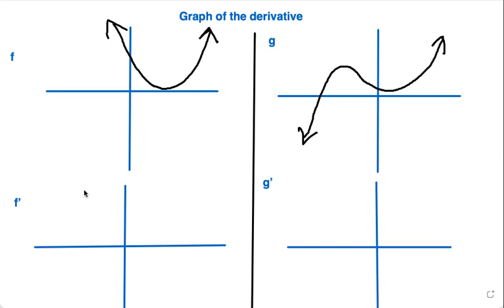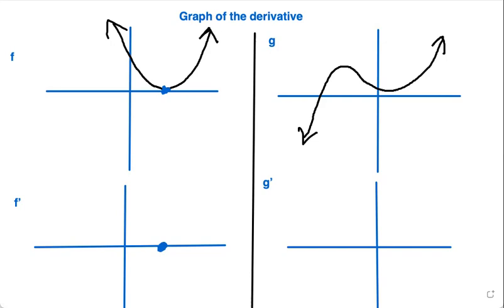Well, anywhere that you see it level off, anywhere you have a max or a min, the derivative is going to be 0. So at this point right here, we're going from decreasing to increasing. So at that point right there, that would translate down to here to be where the derivative is equal to 0. And then if it's decreasing, that's going to be below the x-axis for the derivative because it's negative derivatives. And if it's increasing, it's above the x-axis.